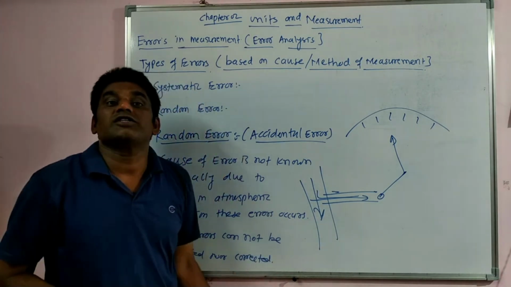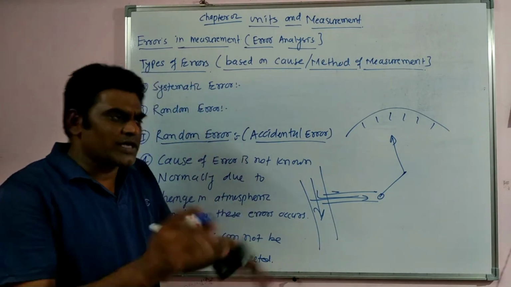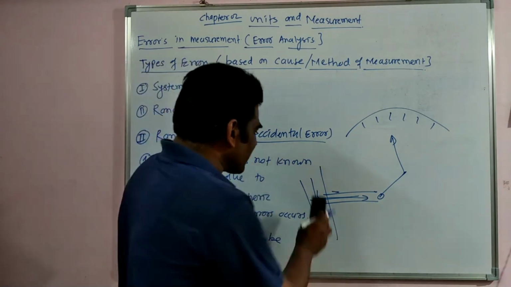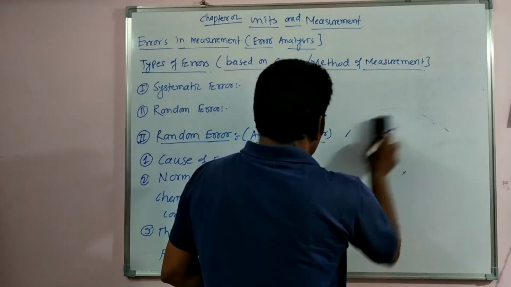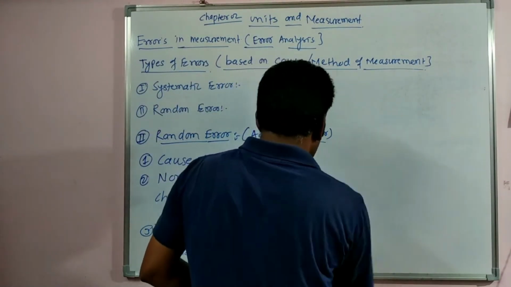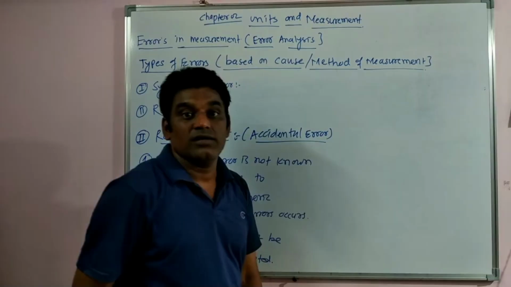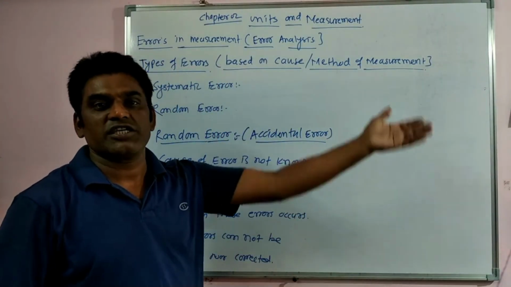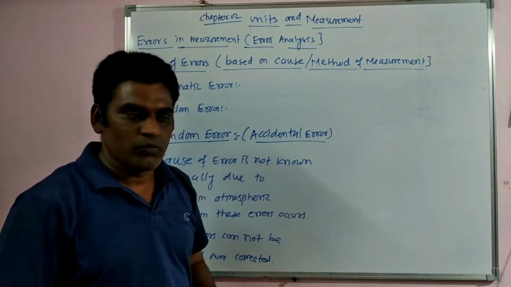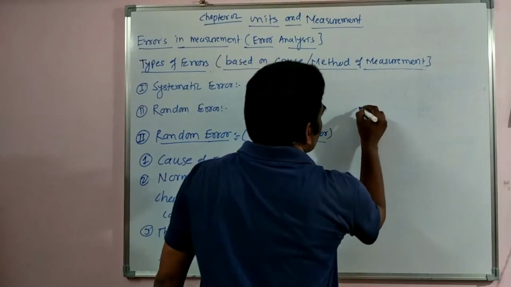So what is the corrective measure for this? How can we correct it? You take a number of readings more. So the corrective measure, in the previous case, in systematic error, what is the corrective measure? Addition or subtraction of error, and you will get the true value. Here the corrective measure is what?